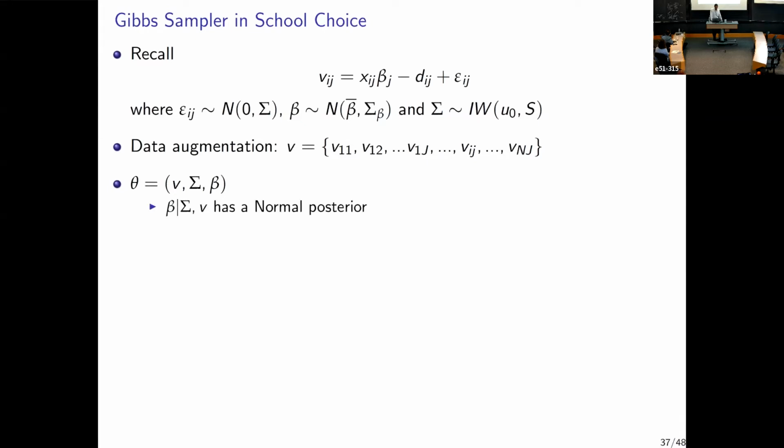Okay. So what we're going to do is data augmentation. Essentially, what data augmentation means is that now we're going to think that these indirect utilities that we don't see, we're going to basically add them to the vector of parameters. So now theta is going to include V, sigma, and beta.